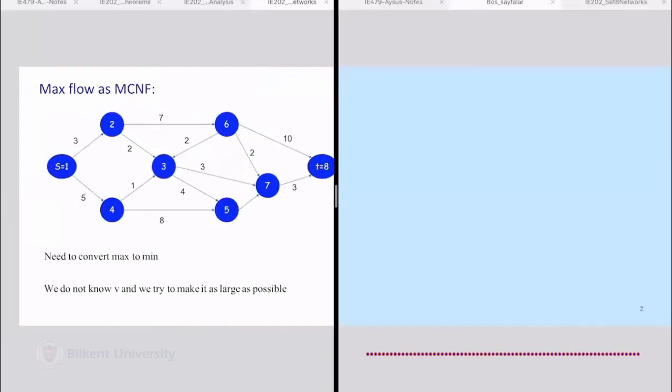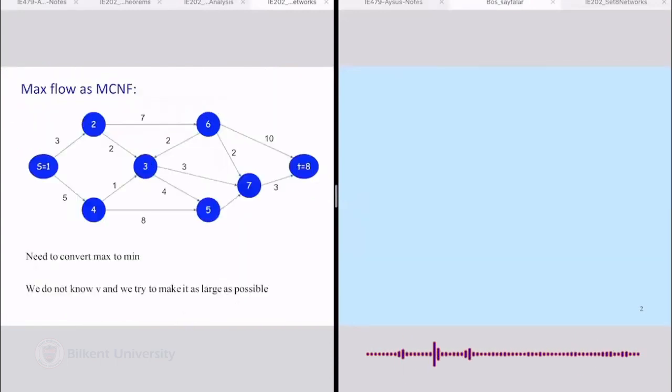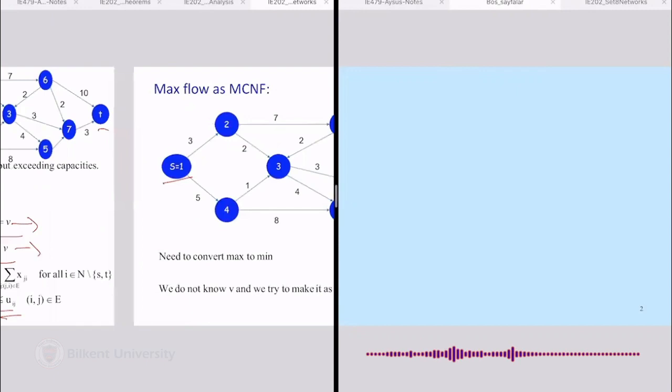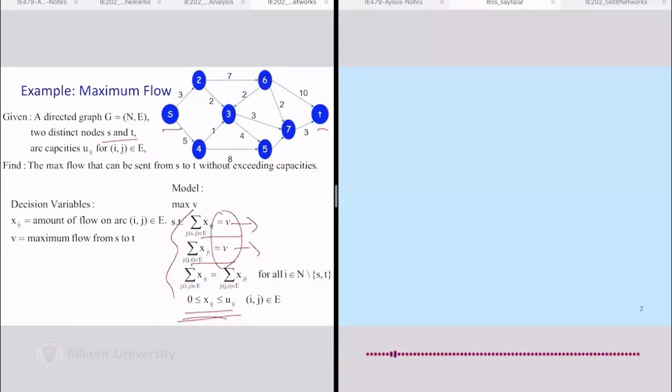The same example in a larger version. This time again, S will be 1, T is 8. I will represent them. First of all, I have to convert this max objective to a min cost objective, right? And then we don't know the V, which is the objective in here, and which is also in the flow balance. But I need a value for that, because if I were to convert this to MCNFP, I can't have a variable on the right-hand side. I have to have B's there, the demands and supplies, right? So how do I do this?